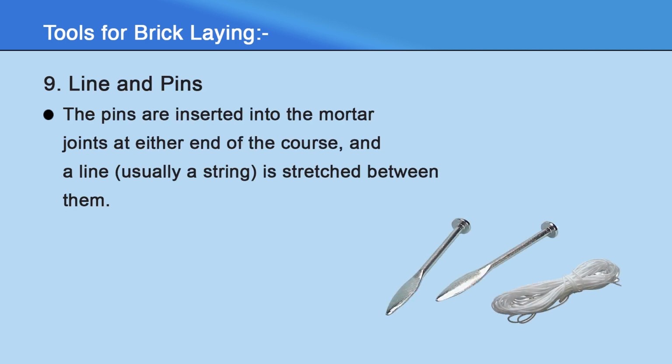Next, line and pins. The pins are inserted into the mortar joints at either end of the course, and a line, which is usually a string, is stretched between them. The primary use is that the line serves as a guide for laying bricks in a straight line and maintaining uniform height throughout the course.